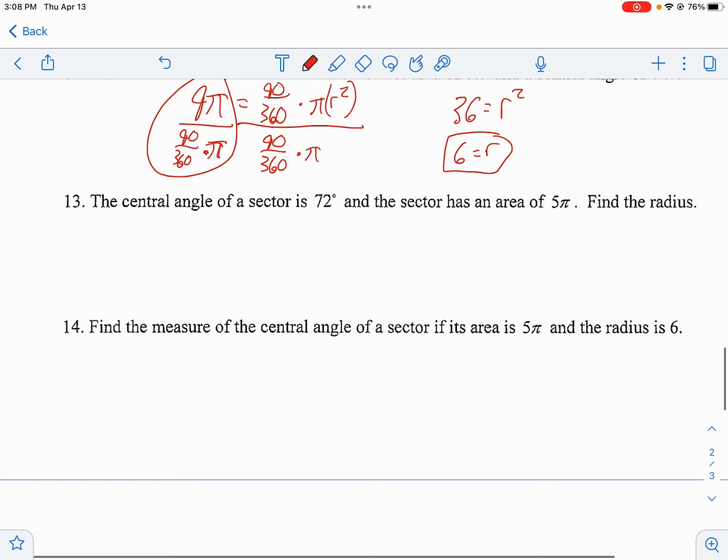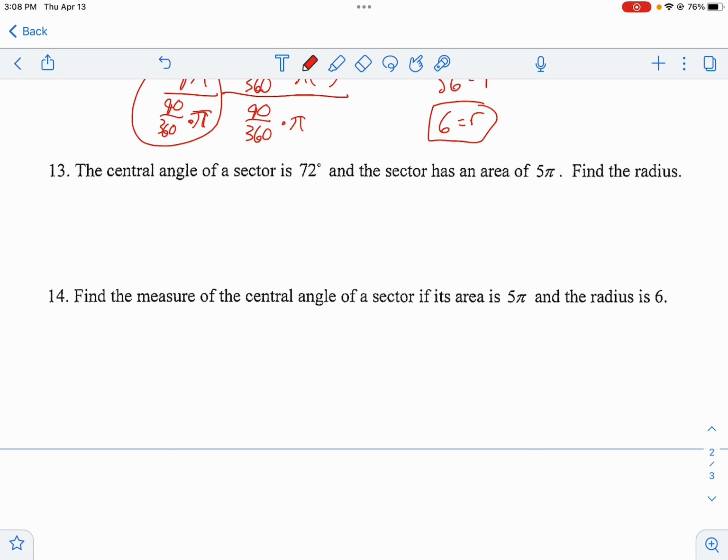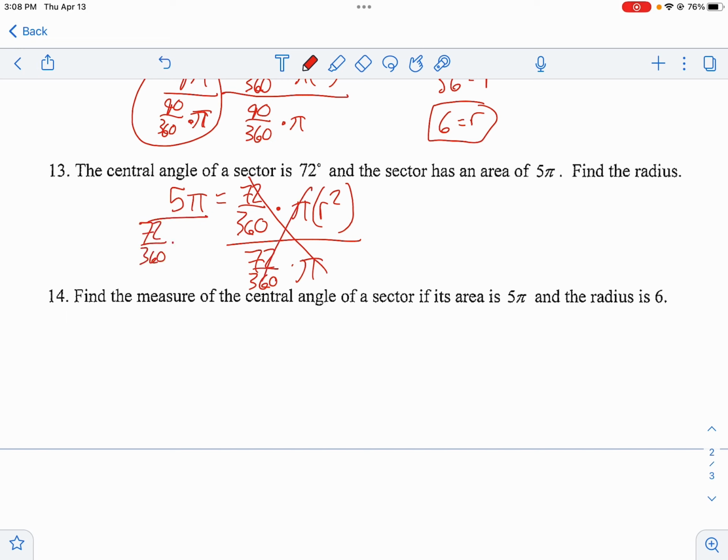Find the radius. Said central angle is 72. A sector has an area of 5 pi. Find the radius again. So 5 pi is equal to 72 over 360 times pi r squared. Same thing, going to divide this whole side by 72 over 360 times pi, and then divide this side by 72 over 360 times pi. So 5 pi over 72 over 360 times pi gives me 25 is equal to r squared, which means r is 5 when I square root both sides.